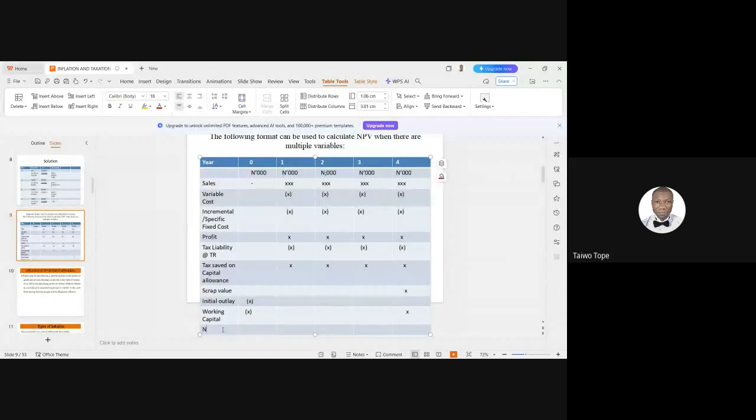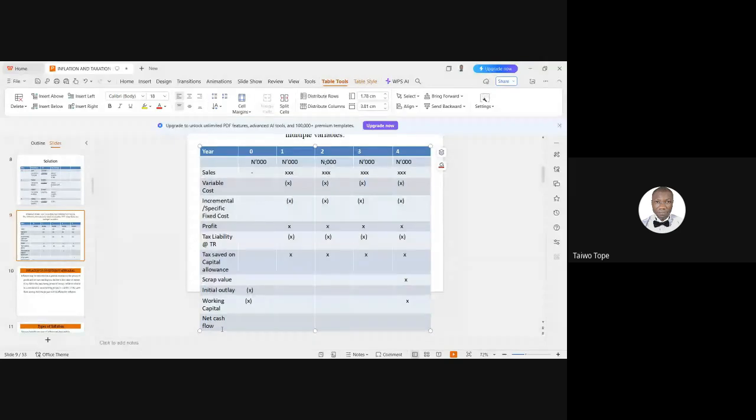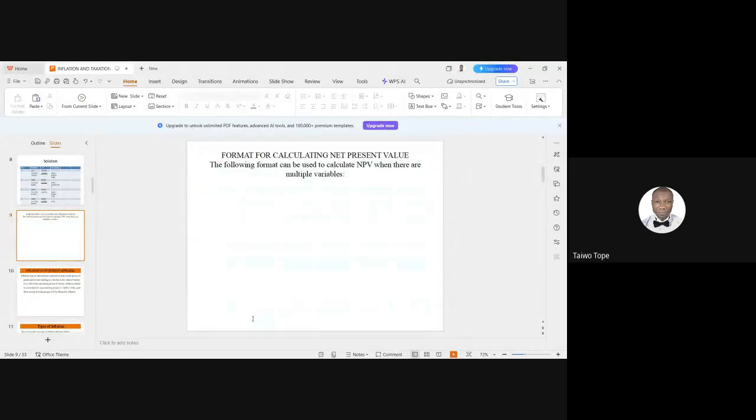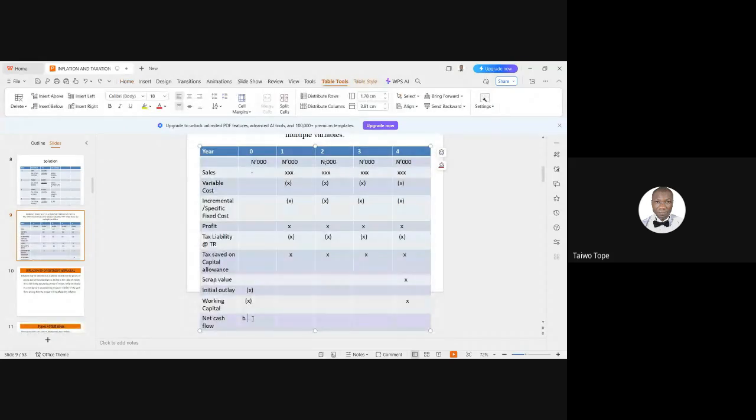Net cash flow. At this point, you can determine your net cash flow. Your net cash flow as at year 0 will be this value plus this value. When you add both together, they are both negative, so negative plus negative. What will be the outcome? The total value will be negative.